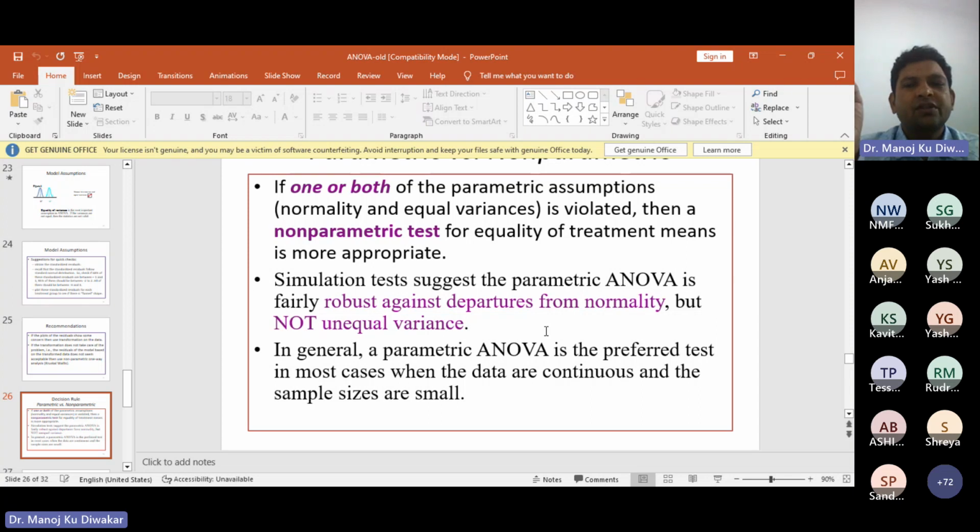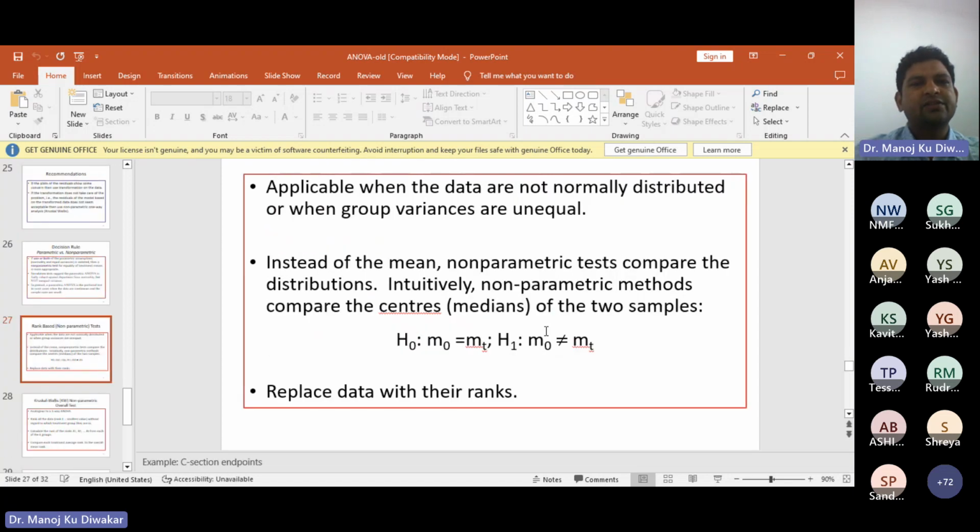In some cases you may have non-normal data, because this came from simulation, where you keep increasing your samples and then try to predict. This happens, but it is always suggested that you go with whatever the assumptions of your data are. In general, the parametric ANOVA is the preferred test in most cases when the data is continuous and the sample sizes are small. So in those cases you can go for the analysis of variance.